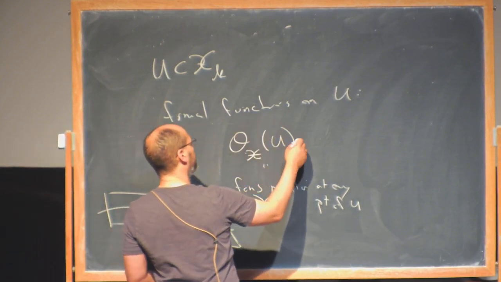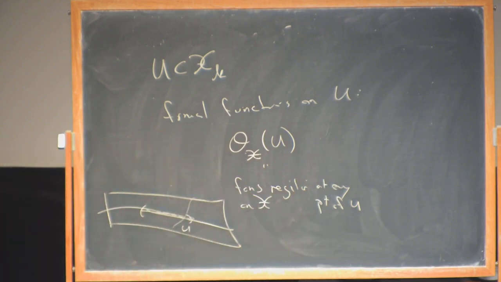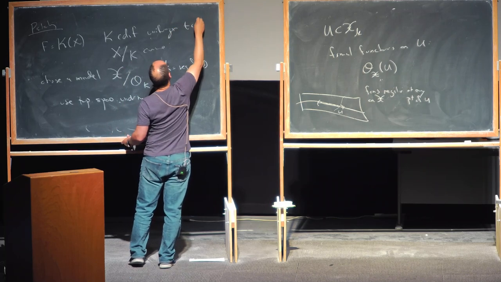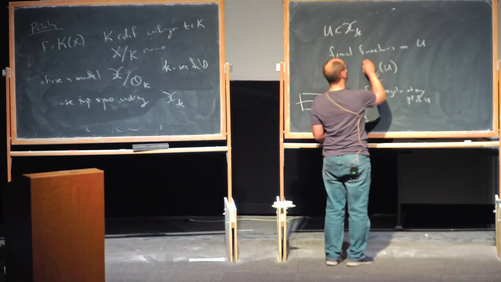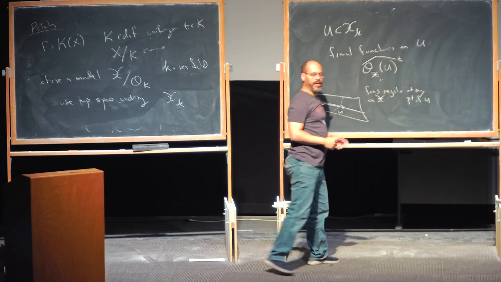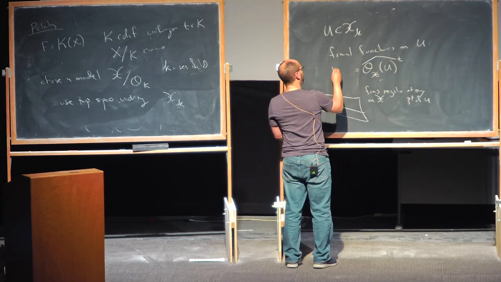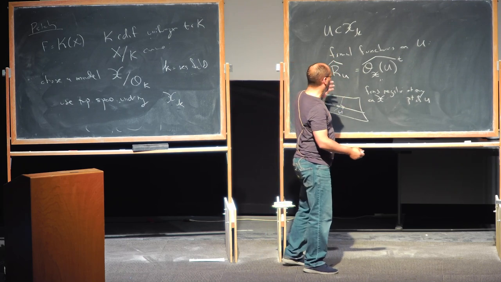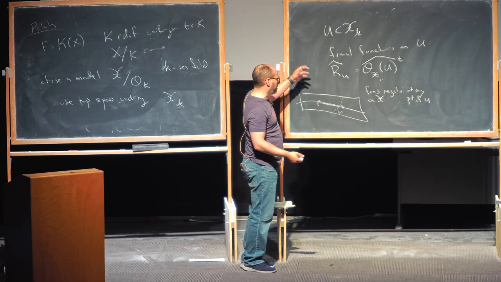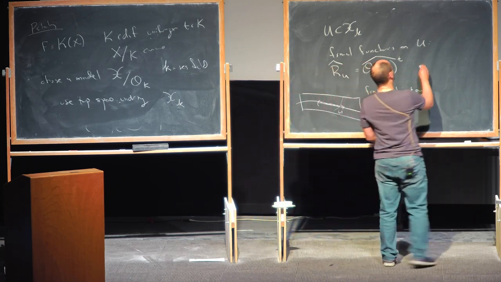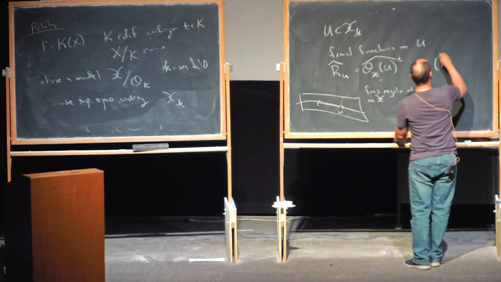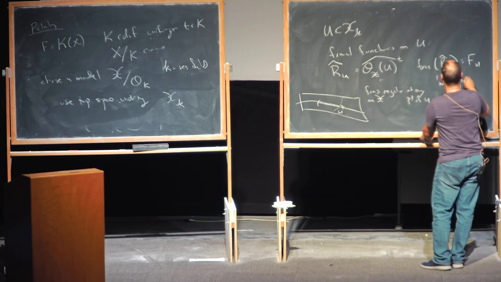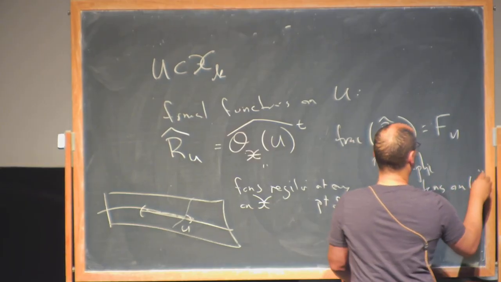And then this thing, if I have a uniformizer, let's say T, if you take the T-adic completion of that, this is what we might call the R_U hat. These are like the formal functions on U. So these things really do change in an interesting way, like holomorphic functions. And if we take the fraction field of that, this is going to be our substitute for meromorphic functions on U.